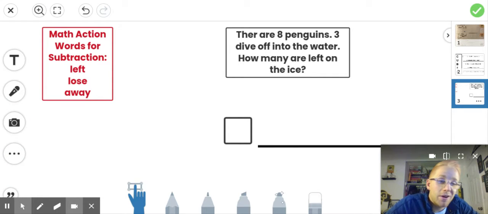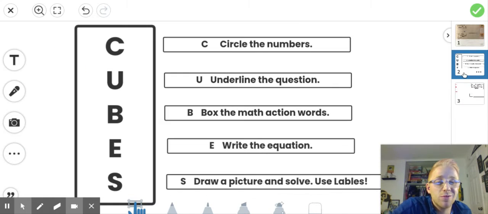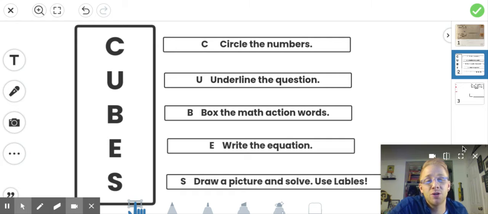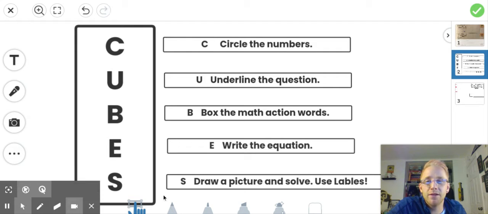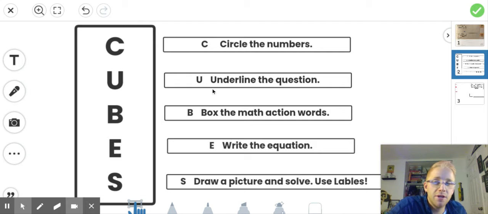We've been talking a lot about story problems recently, especially how we can use cubes. I'm just going to remind us really quickly about cubes before we jump into more of our story problems, this time story problems with subtraction. Remember that C in cube stands for circle the numbers, U, underline the question, B, box the math action words, E, write the equation, S, draw a picture, and solve. Remember to always use your labels.